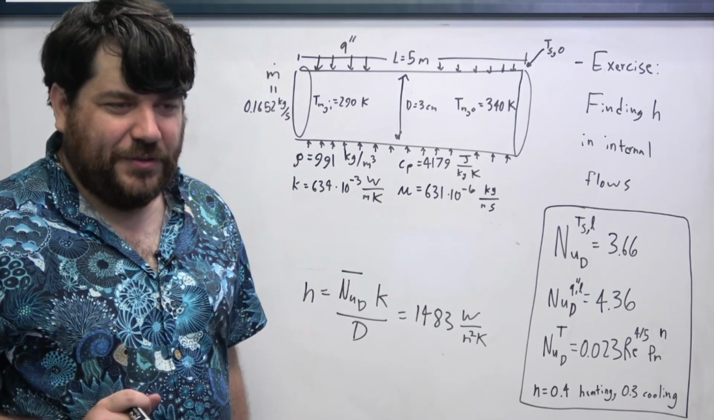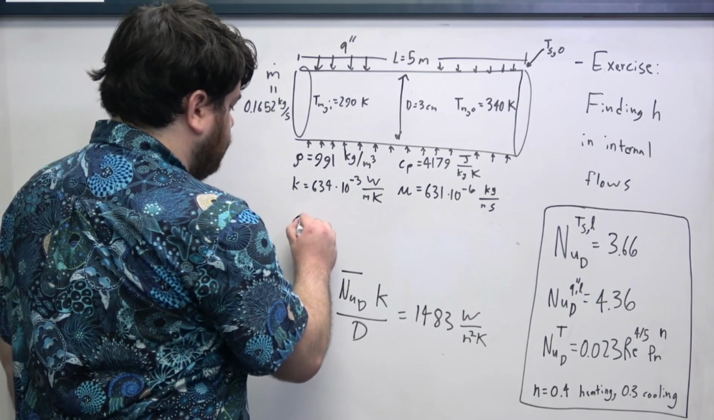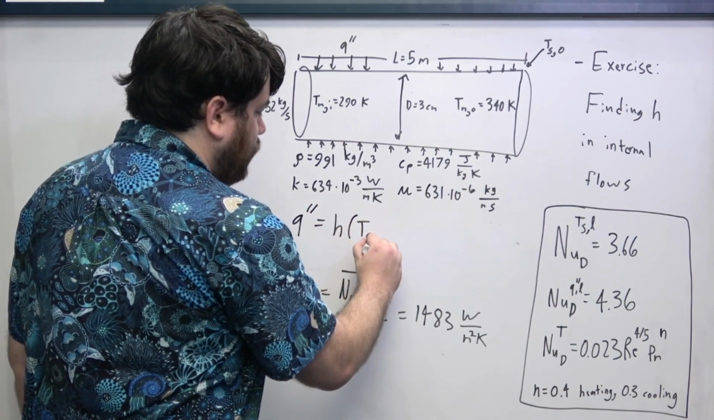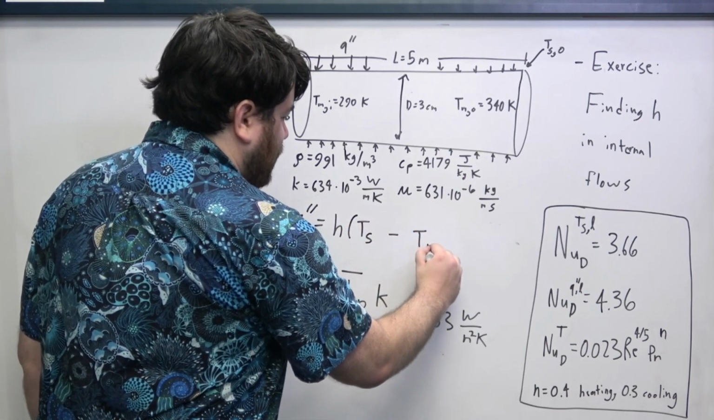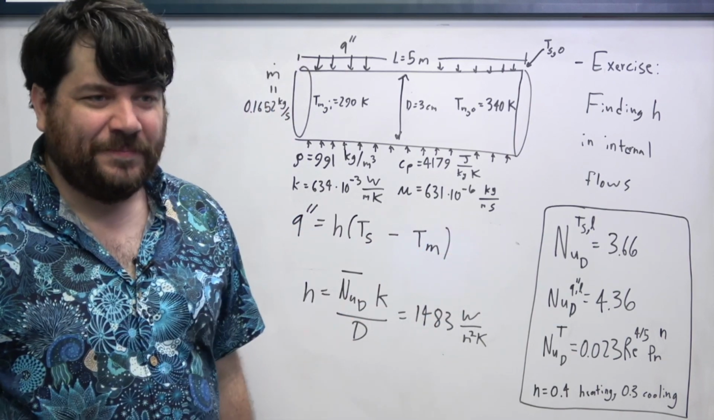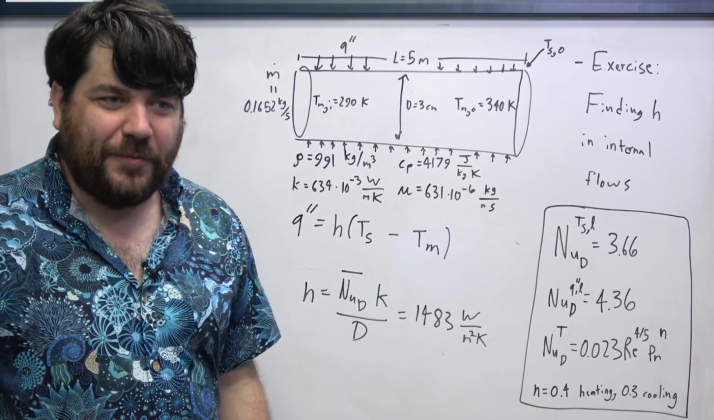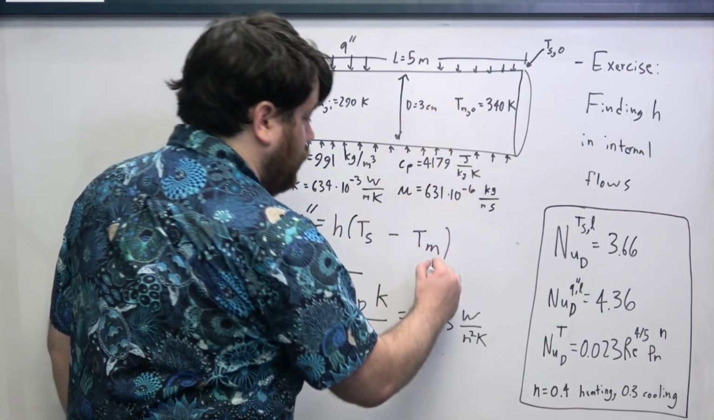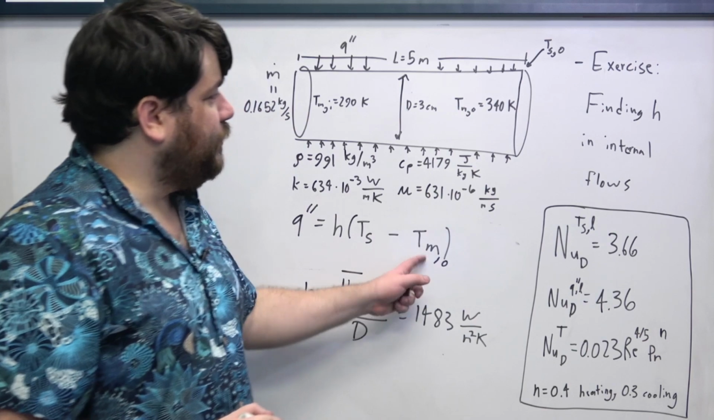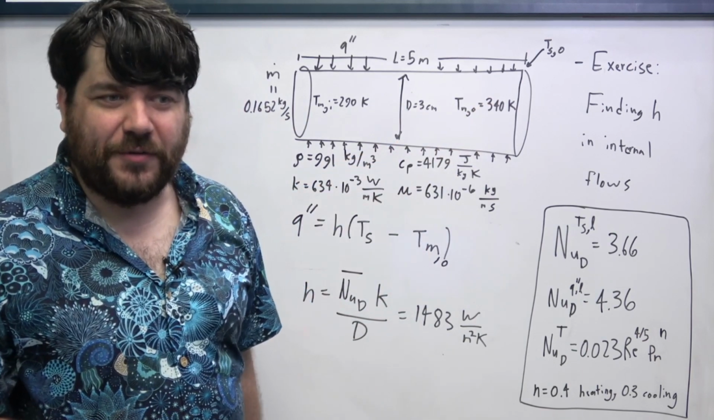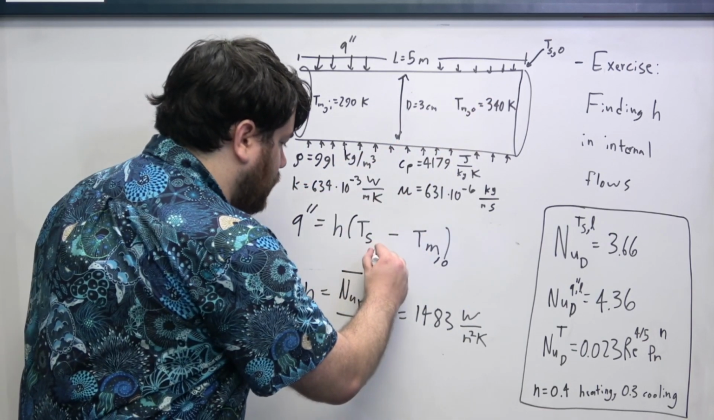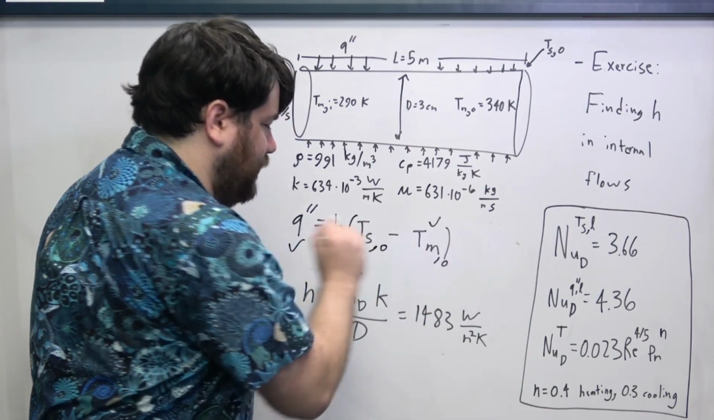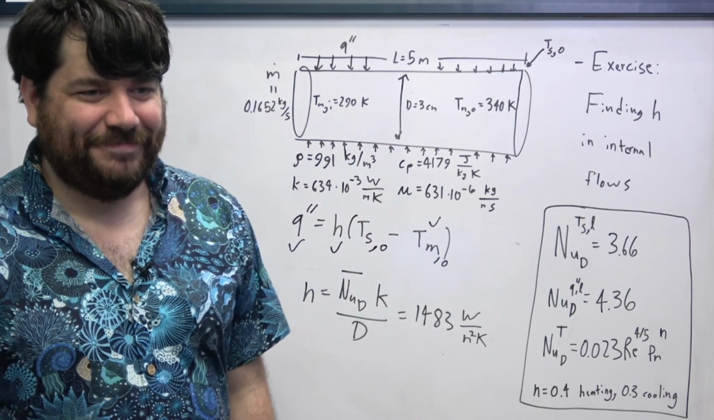All we have to do now is just say, well, Q double prime is equal to H times TS minus TM. We found what the Q double prime was already. We just calculated the H. We know what the temperature of the liquid is at the outlet, it's 340 Kelvin. So now, if we know this, this, and this, we can solve for TSO.